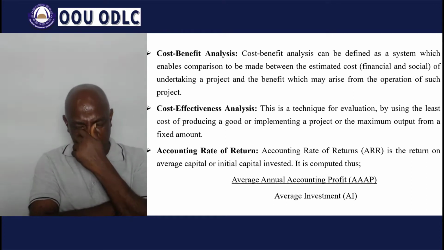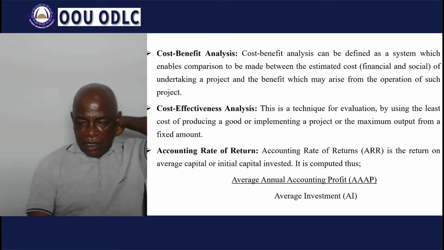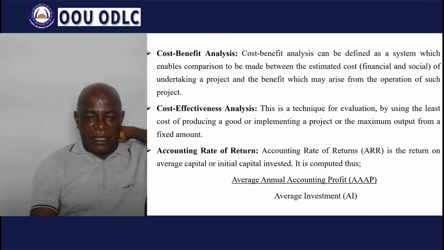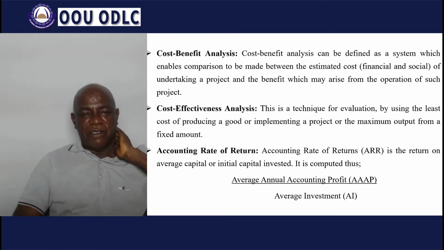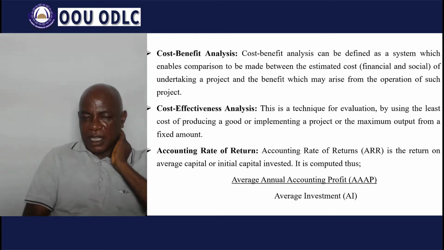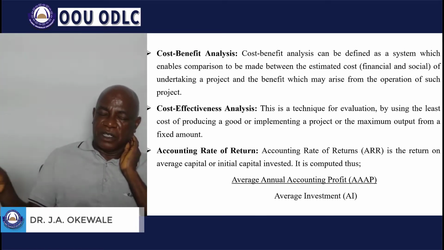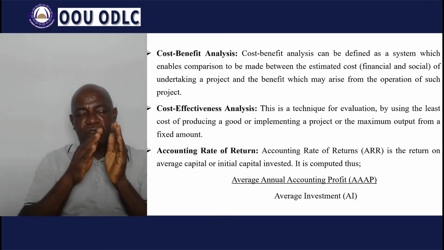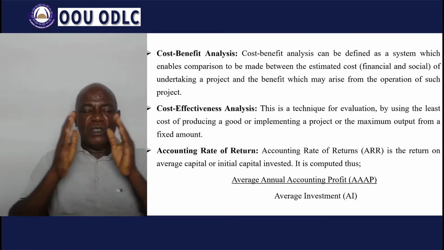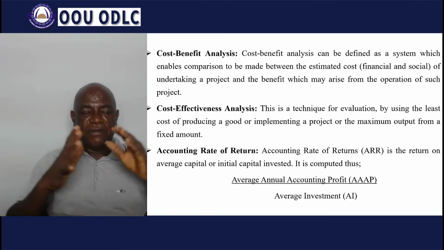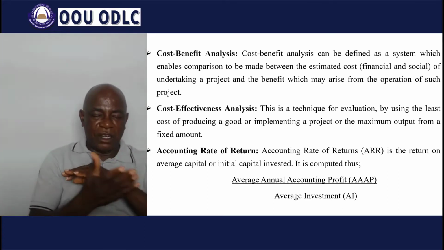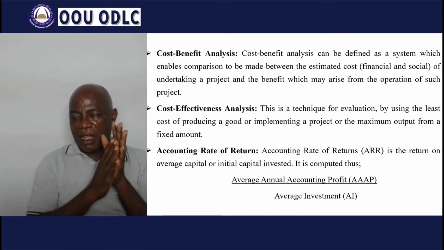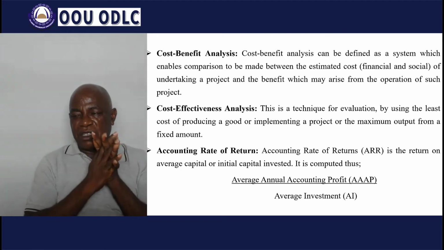But to get the average profit can simply be determined by getting the total profit and dividing it by the number of years. You have been given the profit for 10 years: year 1 profit, year 2 profit, year 3 profit, up to year 10. And now you want to get the average profit. It will be the profit of year 1 to 12, as the case may be, divided by the number of months or years in question. So with that, we get the average annual accounting profit.